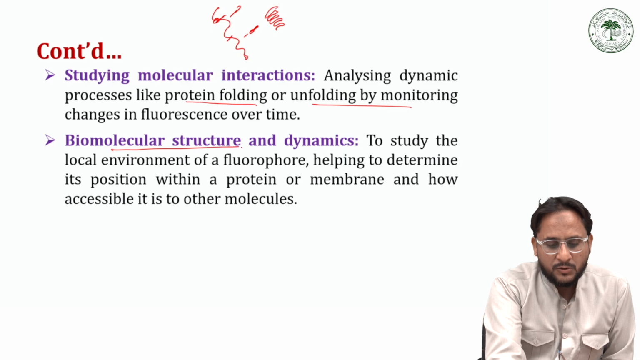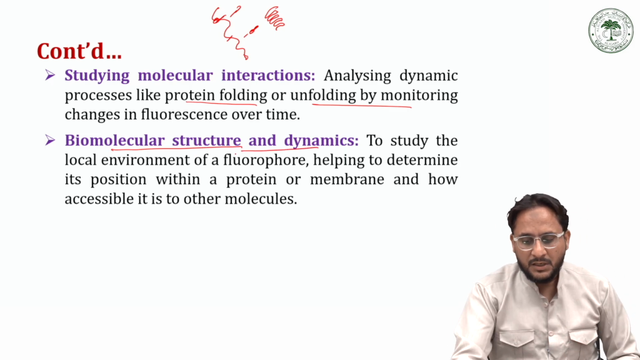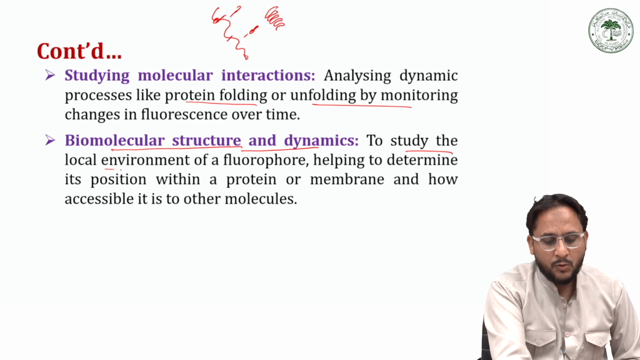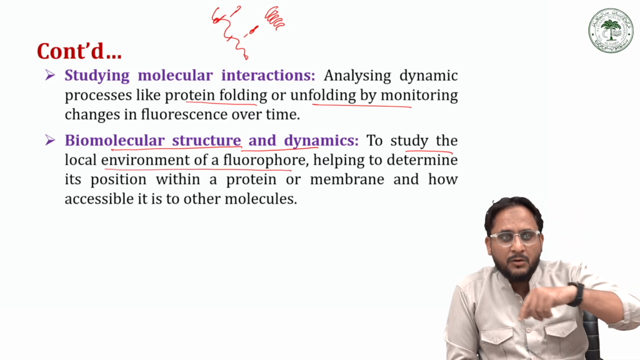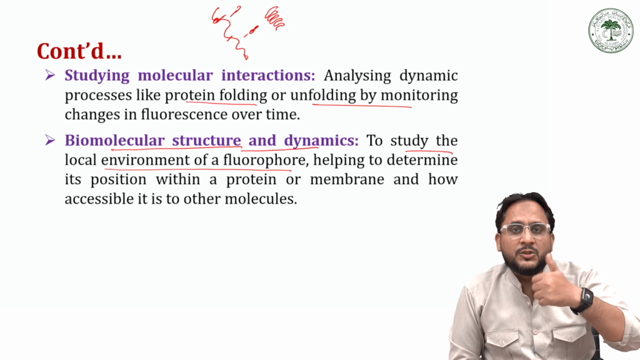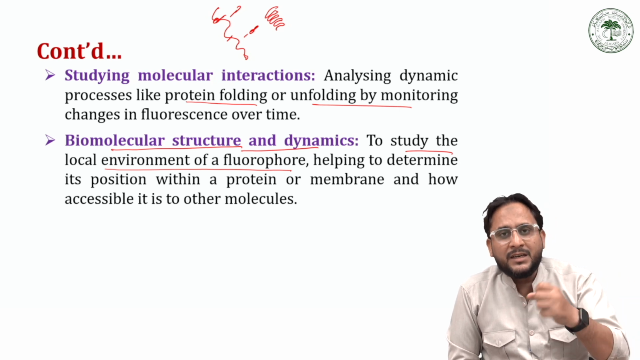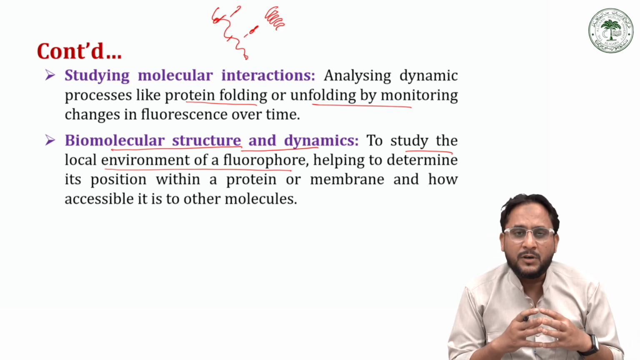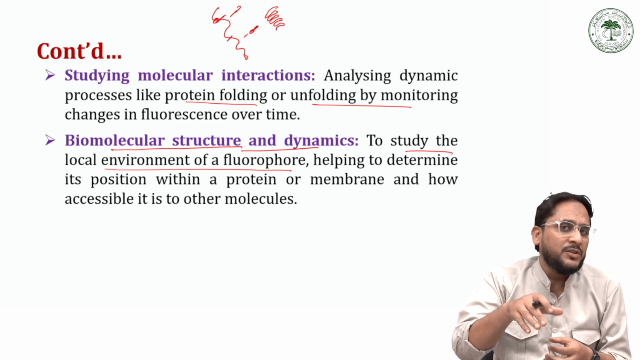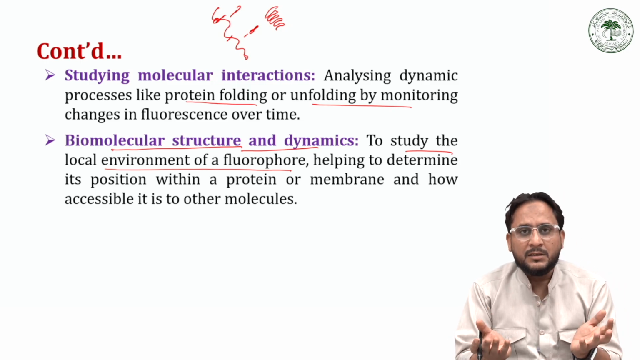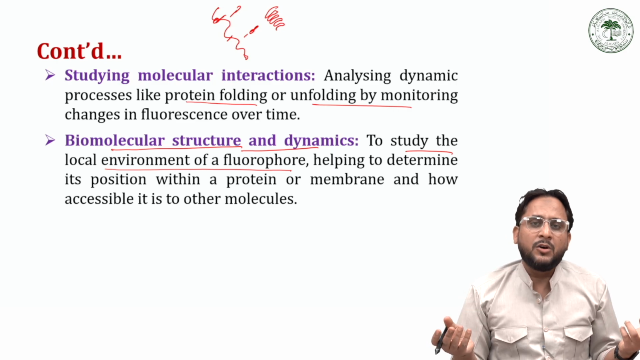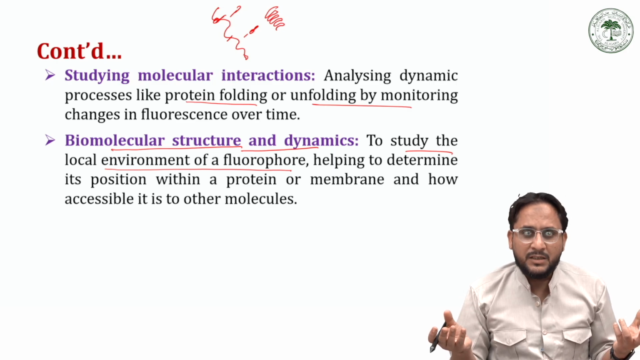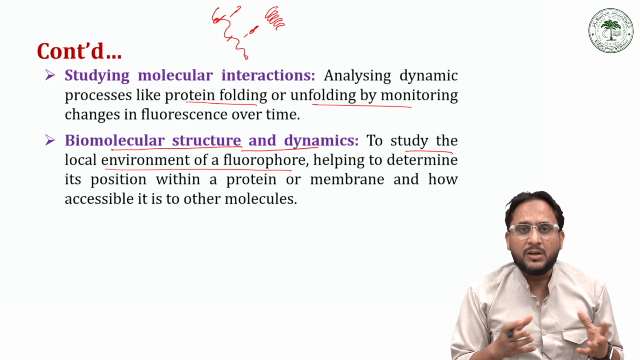And last, we can also study the biomolecular structure as well as dynamics. This means we can study the local environment of a fluorophore. Depending upon the local environment of a fluorophore, that fluorophore responds upon irradiating with UV light. For example, if a fluorophore is there and we are illuminating it with UV light and the environment is fine, there is no quenching agent or some other compound present, there will be normal emission of light radiation in the form of visible light, which is called fluorescence.